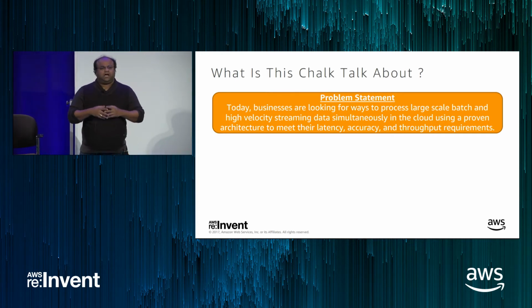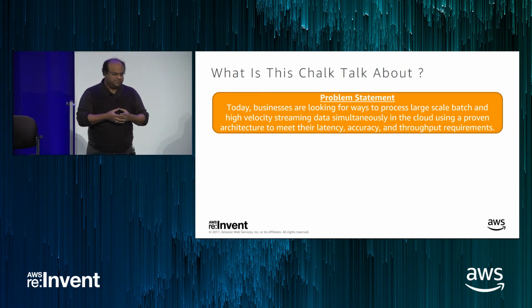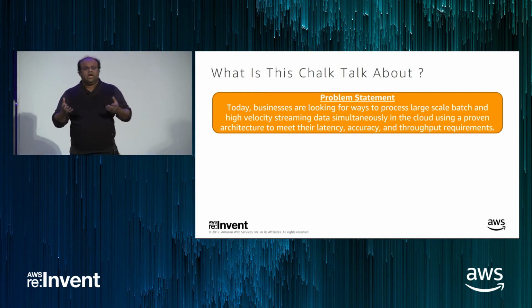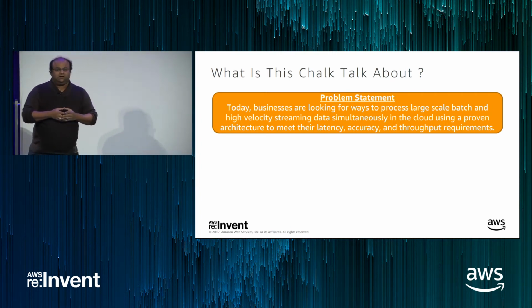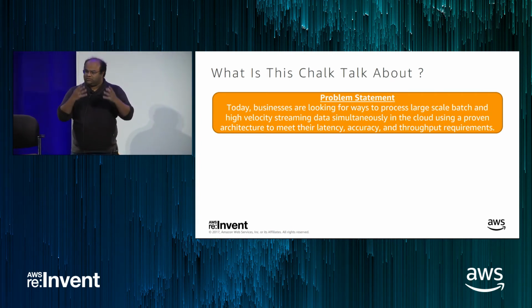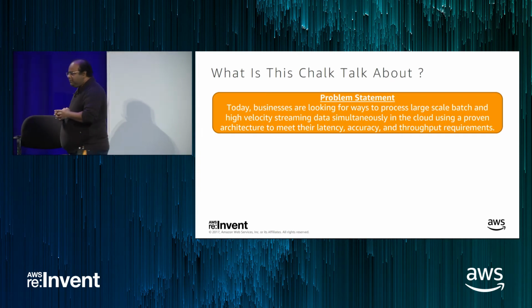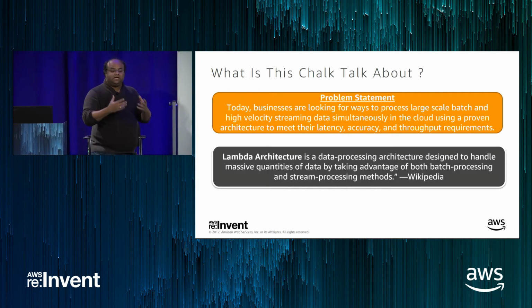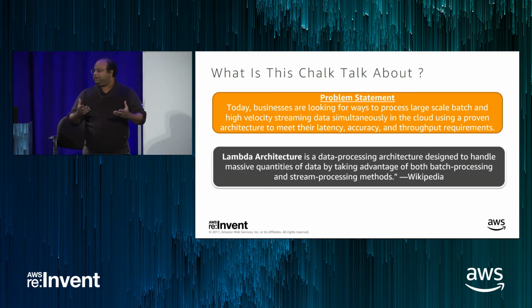So the biggest challenge we have as data engineers, data scientists, or even sometimes as big data developers is, how do I balance both? How do I make sure that I'm able to address both the volume of data and the velocity of data? And the answer to that is the Lambda architecture.